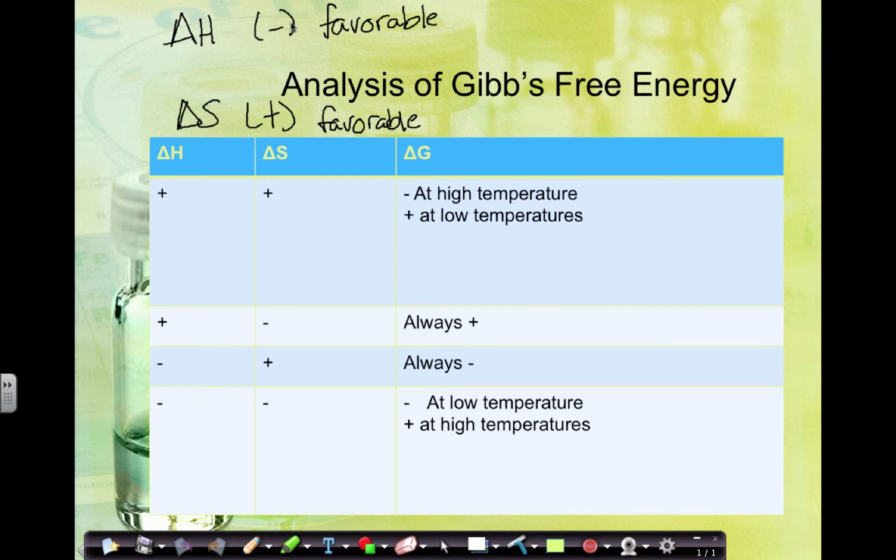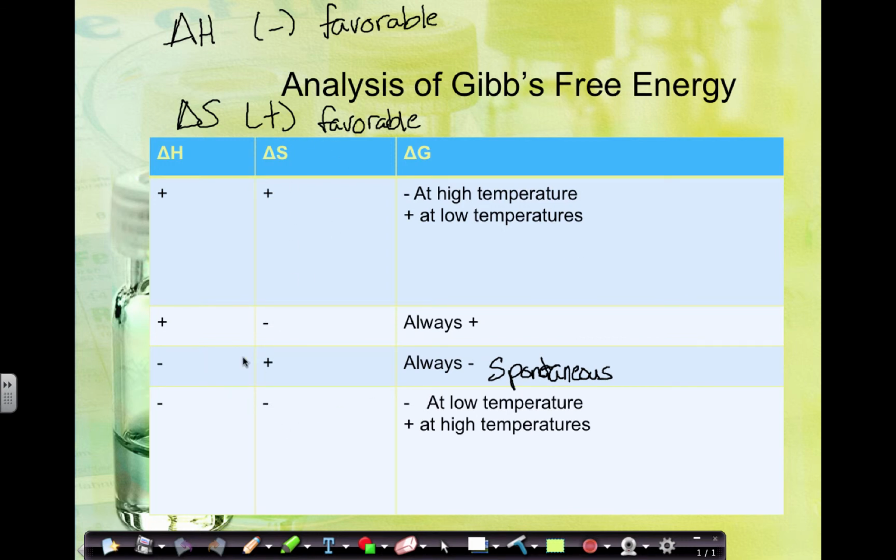So if delta H, enthalpy, is negative and delta S is positive, then that's two favorable things. So if that happens, which it does in this scenario, delta G will always be negative, which means that it's spontaneous. So if delta G is negative, then you have a spontaneous reaction.